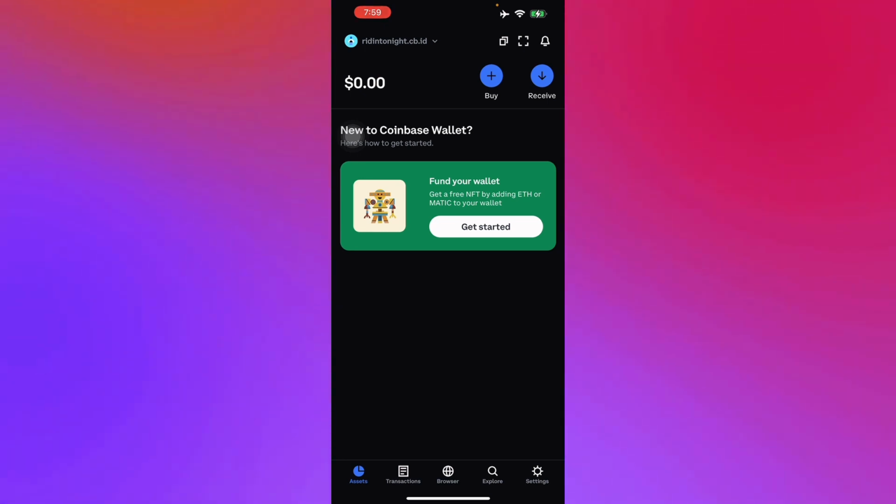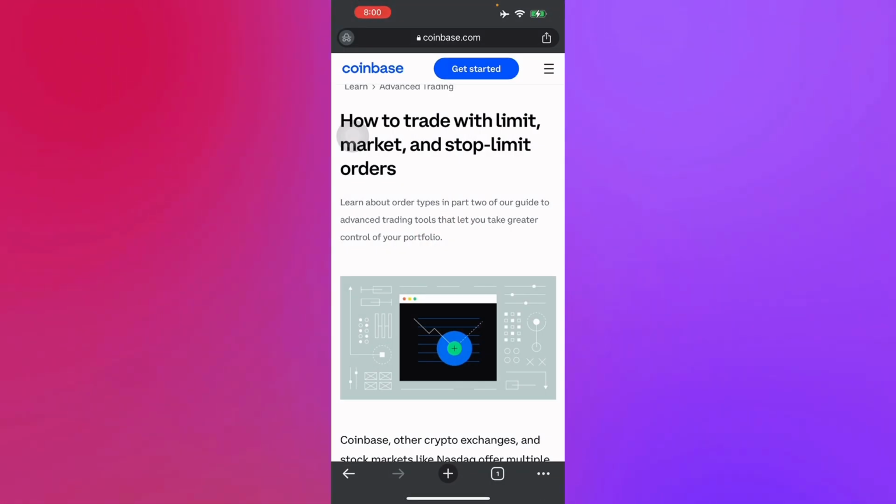So let me talk about how to put limit order on Coinbase. I cannot show you the actual thing since I don't really have the Coinbase application, since it doesn't work in my country. So I just have to explain it to you as of now. Here you go to their website.